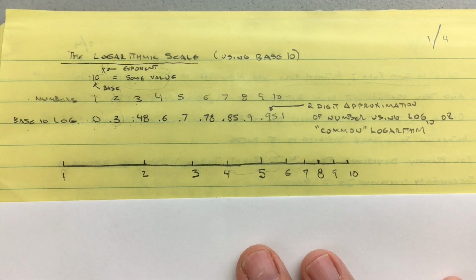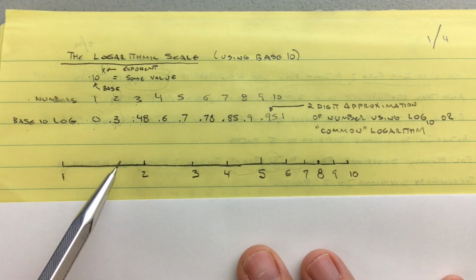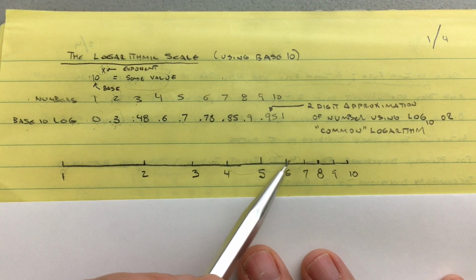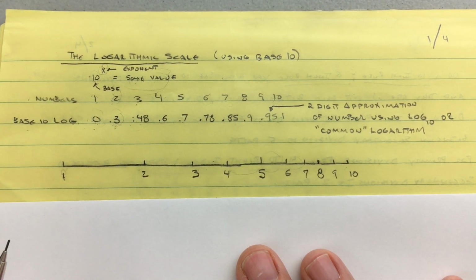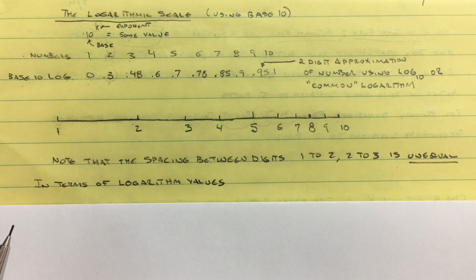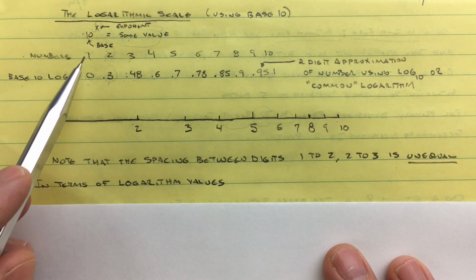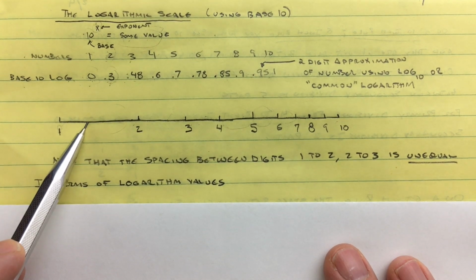Now, if I had to plot out my number line, what you'll notice is that the spacing between each of these numbers is a little bit different. This is called logarithmic spacing, and it's not equal. So what we want to do is get an understanding, an appreciation for what we just did. So notice that between 1 and 2, you have about 0.3 units of space.